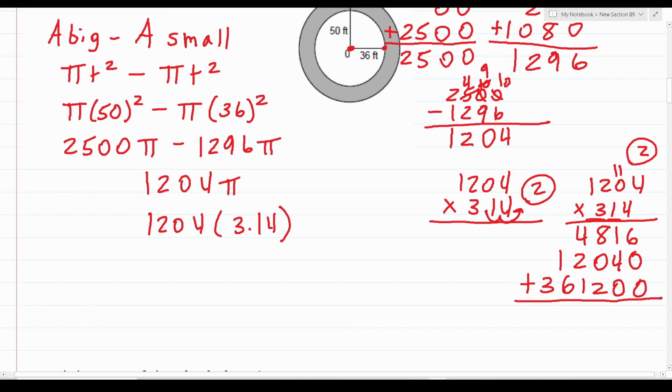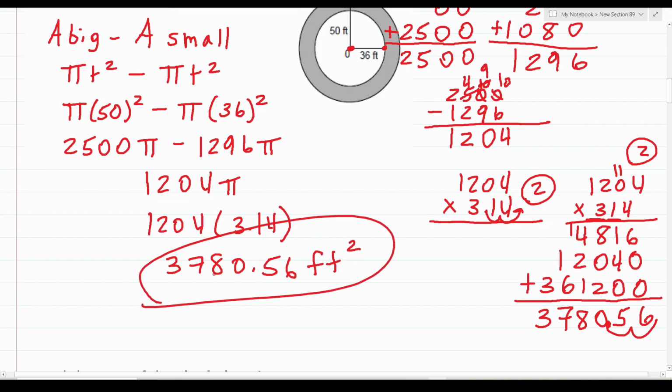So let's add this together now. 6 plus 0 is 6. 4 plus 1 is 5. 8 plus 2 is 10. Carry a 1. 4, 5, 6, 7, 8. 1 plus 6 is 7. And 3 plus nothing is 3. Bring our 2 decimals back in. 1, 2. So this becomes 3780.56. That's going to be feet squared. Again, area is always squared. All right, so that's that one.